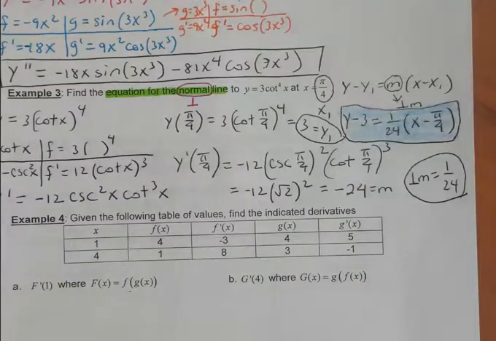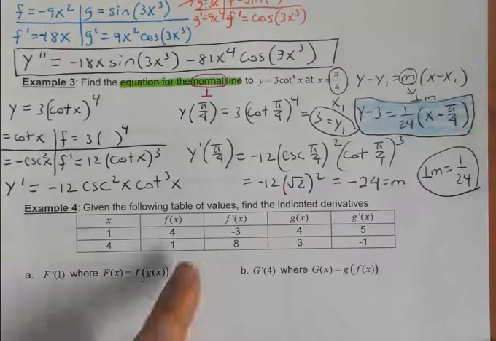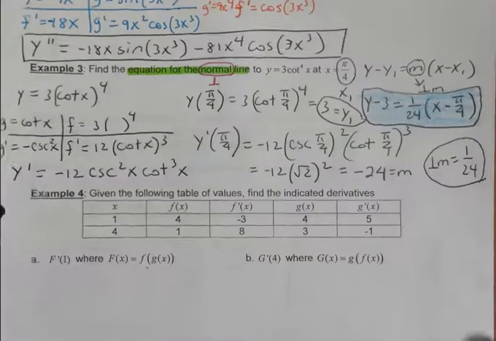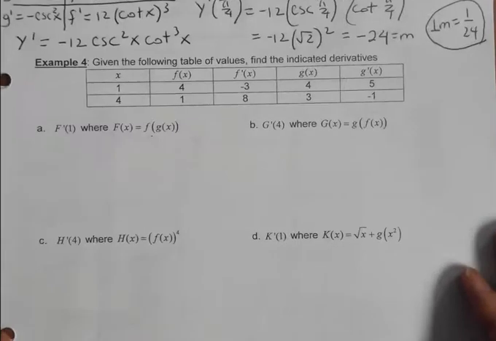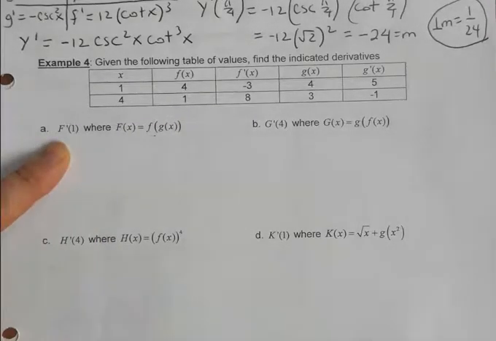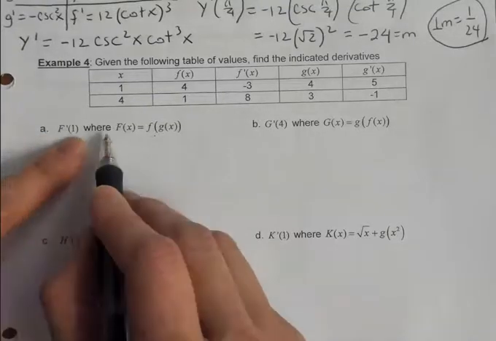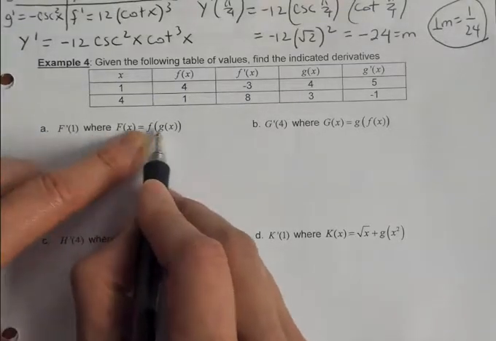All right, now we're going to look at some chart problems. Given the following table of values, find the indicated derivatives. All right, so we'll do A and B together. So A, it's asking you to find capital F prime of 1, where F of x is equal to f of g of x.